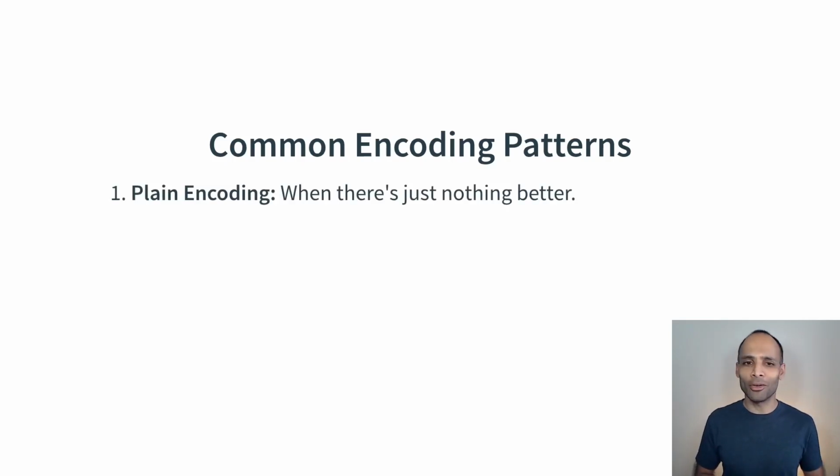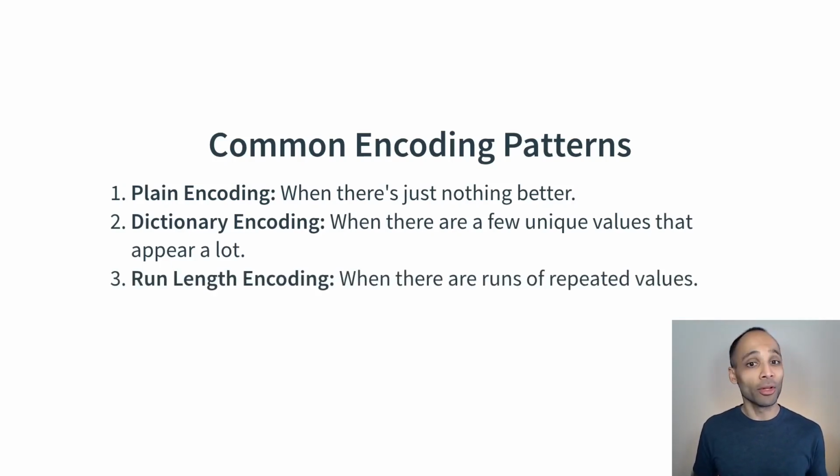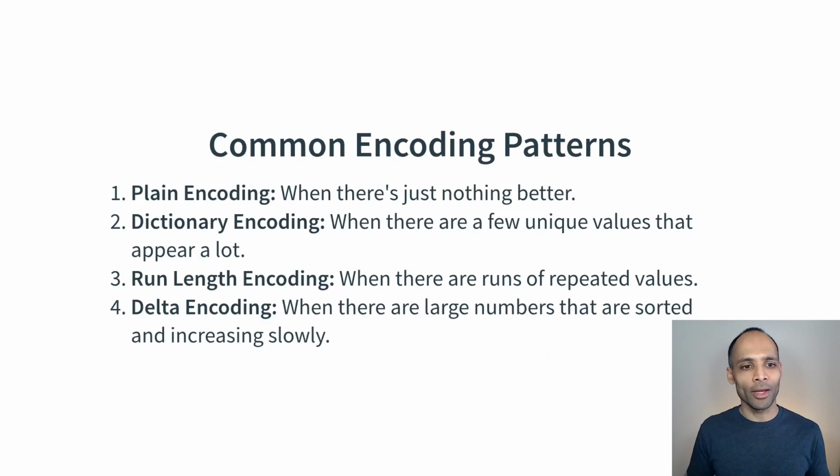Plain encoding, just use it when there's nothing better. It's the worst option. Dictionary encoding works best when you have a few unique values that appear a lot. Run length encoding works well when you have a sequence of repeated values, typically because your data is sorted. And then delta encoding, that works best when you have large numbers that are sorted and the change from one number to the next is relatively small.